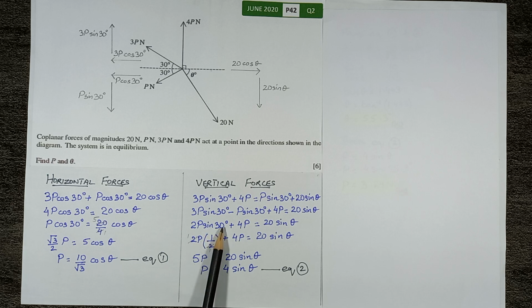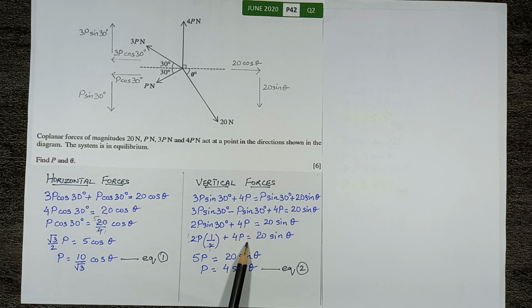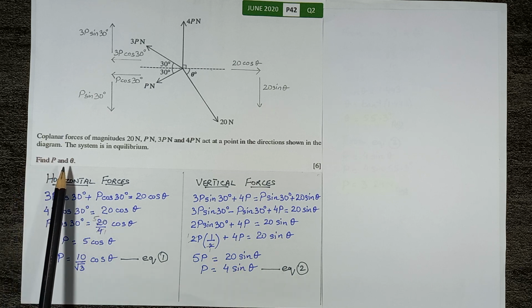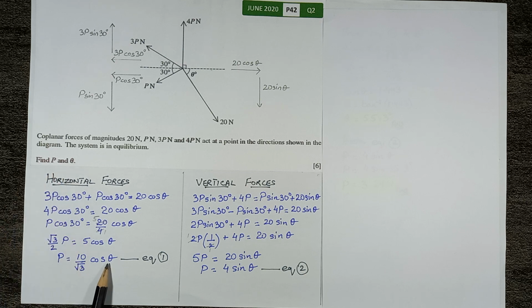We know the value of sine 30 degrees is 1 upon 2, and by cancelling this 2 and 2 we are left with P from here plus 4P. So P plus 4P would be 5P equal to 20 sine theta, and then dividing by 5, 20 divided by 5 would be 4, so P is equal to 4 sine theta, and that is equation 2. Our target is to find the value of P and theta. So we have two equations in the form of P is equal to 10 upon root 3 cos theta and P is equal to 4 sine theta.